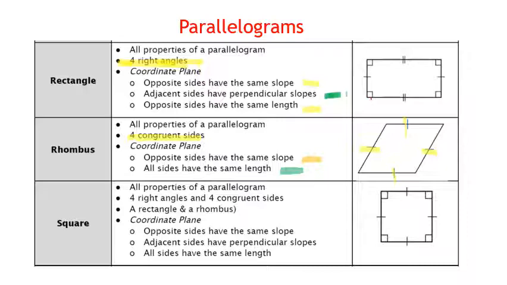And then finally, a square is also a parallelogram. So it's going to have all the properties of a rhombus and a rectangle. It's really those two properties put together, a rhombus and rectangle put together. So you're going to find that the opposite sides have the same slope, all the sides have the same length, and the adjacent sides, or the sides next to each other, have perpendicular slopes.